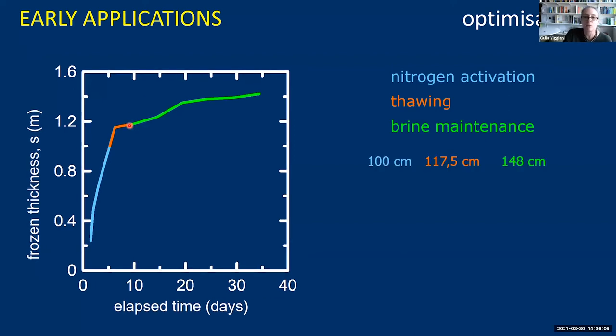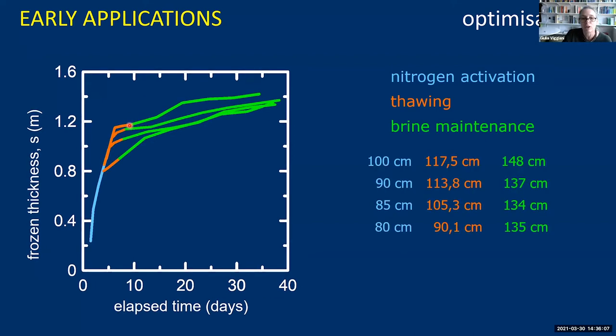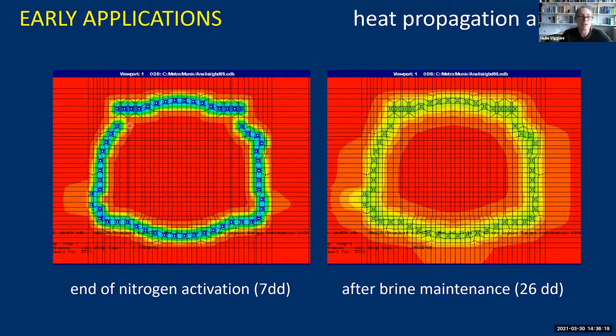So by numerical trial and error, you can find the optimum thickness at which you have to stop so that when you start brine maintenance, you are at exactly 1 meter thickness of the frozen wall. Okay, so this is, for instance, the results of heat propagation analysis at the end of nitrogen activation for 7 days and then brine maintenance for 26 days. Now, this is all numerical, this is perfect. What is life in reality?